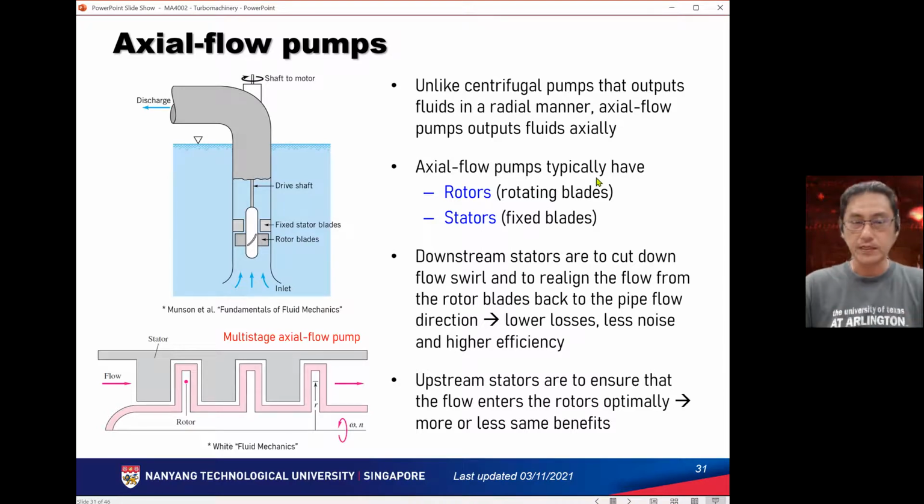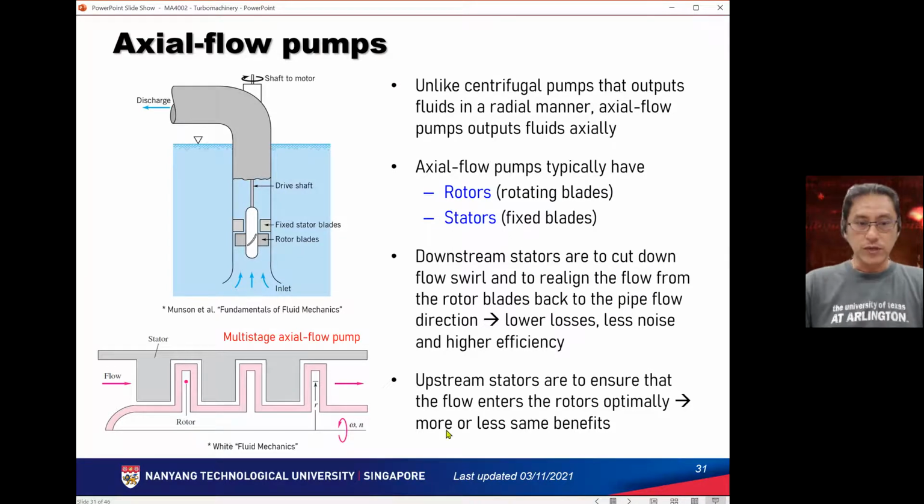Now, as the name implies, axial flow pumps output fluids axially. They don't pump out the fluid radially like centrifugal pumps. This picture paints the picture rather well. Once you start to spin the rotor blades, the water gets sucked in here, and after passing through the rotor blades and the stator blades, it continues in the same direction. It doesn't go off in the radial direction.